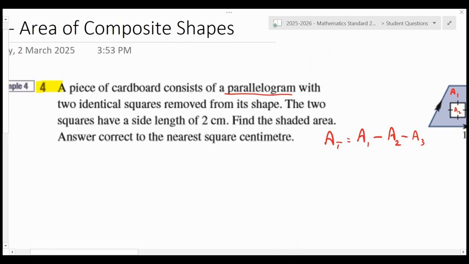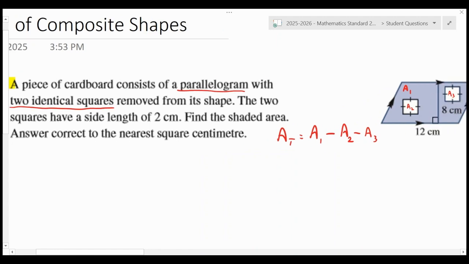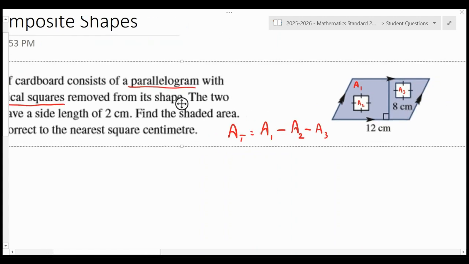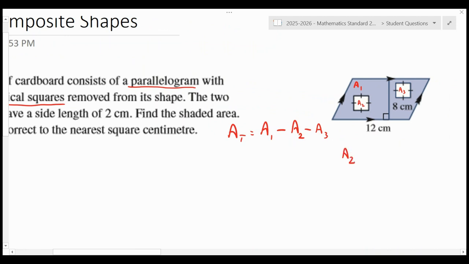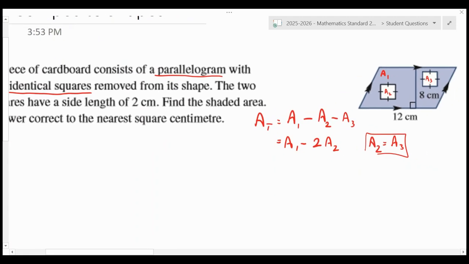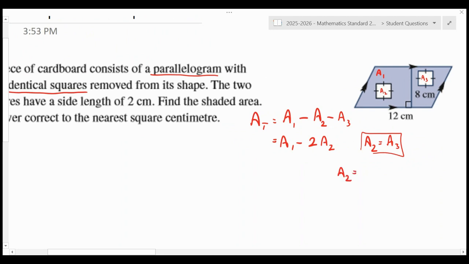Now, this actually says that they're two identical squares, so that means that area 2 and area 3 are exactly the same. So area 2 equals area 3. So what I can actually do is, instead of having that, I can have area 1 minus 2 times area 2, because we have two of them that are the same, which makes our life a lot easier. With area 2, it's going to be the side squared, and the side length is 2 centimetres. So that gives us 4 square centimetres.